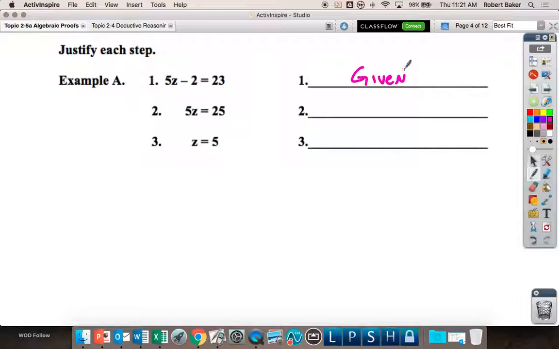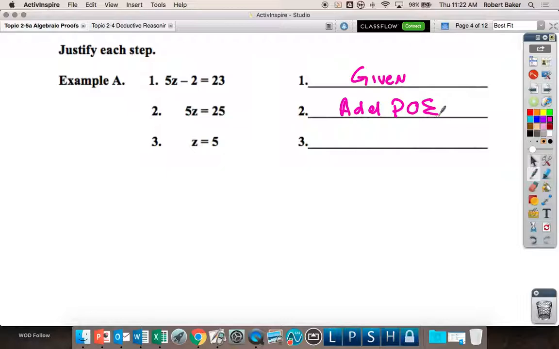So, here's where you actually have to start mathing for yourself. Why is 5z equal to 25 now? Because you added 2 to both sides. The addition property of equality. I added 2 to both sides. Now, work is not being shown here. You're justifying each step. This is why this is true.